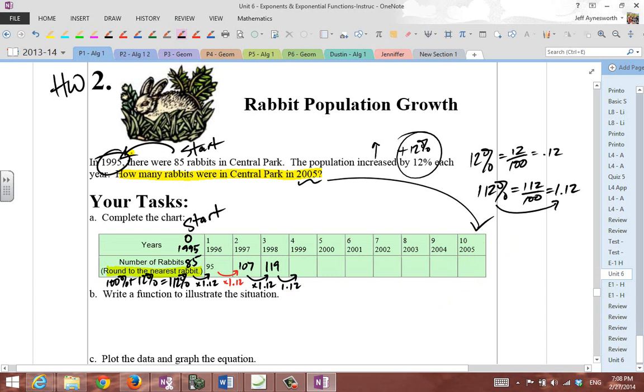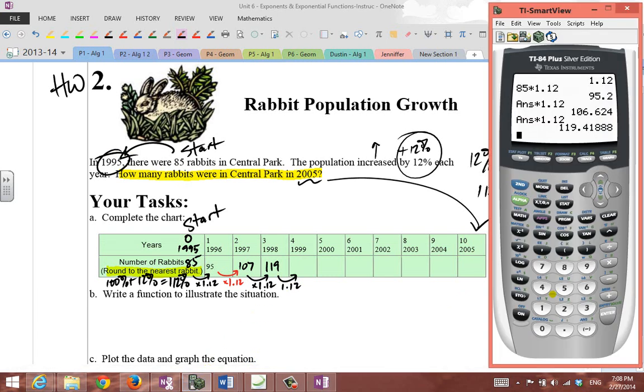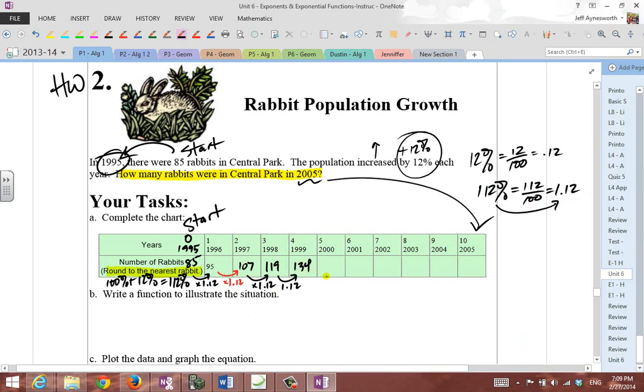Because 10 years have passed since 1995 to 2005. Just do the math. Okay, so let's get back to the calculator here. We got 119 roughly times 1.12. Hit enter. You got 133.7, which rounds to 134. So we have 134 rabbits here.